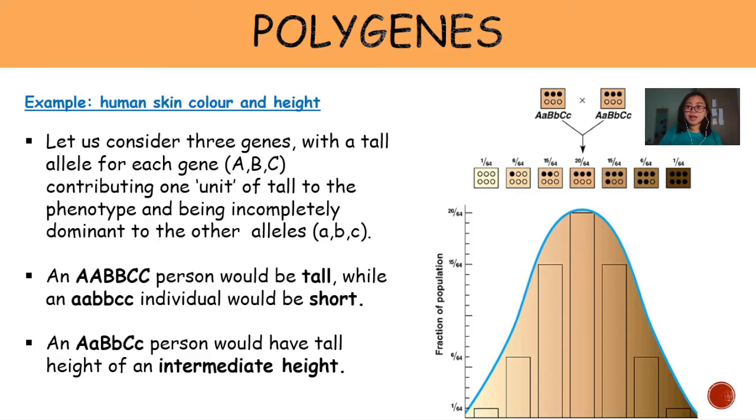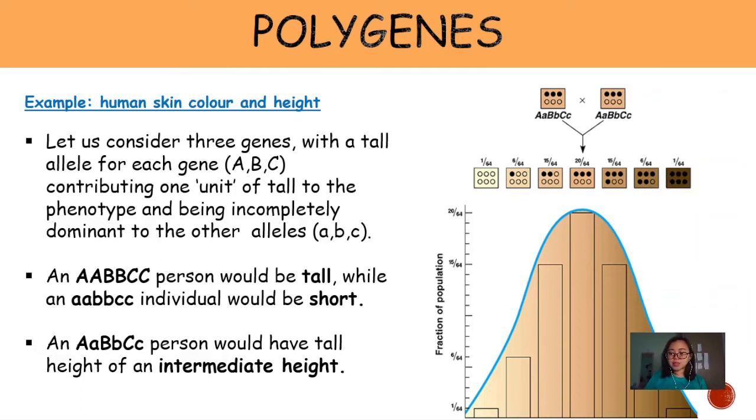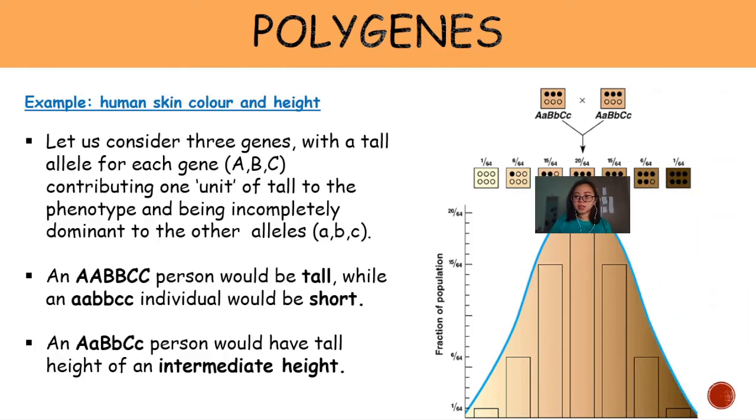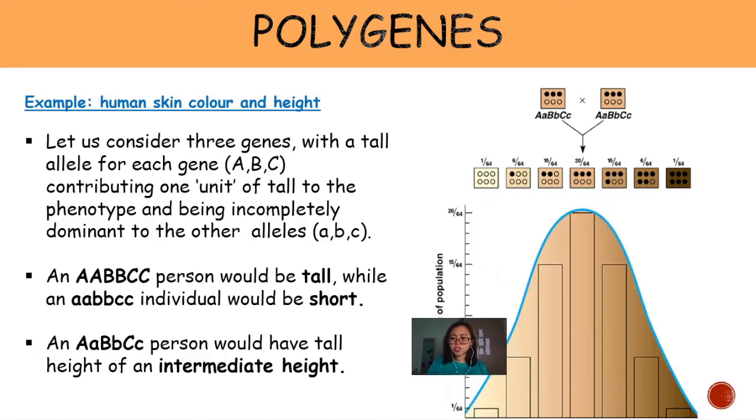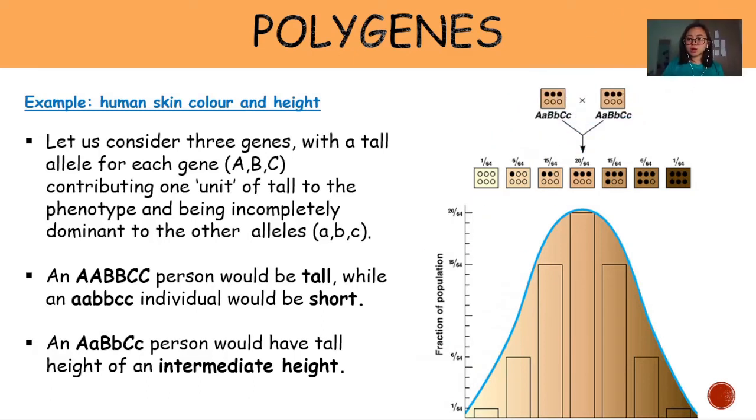A person who is heterozygous for all three alleles, big A, small a, big B, small b, big C, small c, will have intermediate height. So, if a person has all capital letters, they are here. If there are capital and small letters, they are in the middle here. If all small letters, they are here. So, that is what is being illustrated by this diagram.